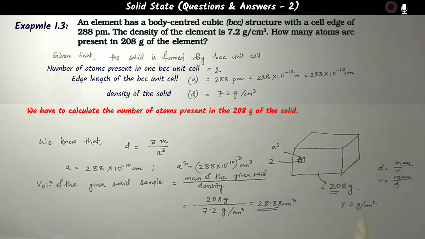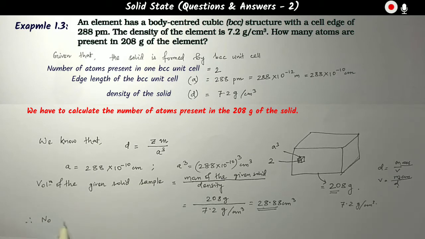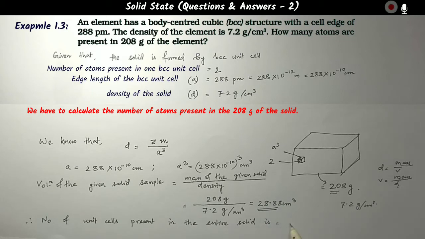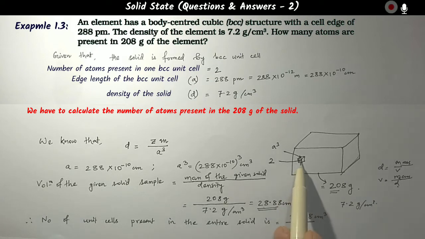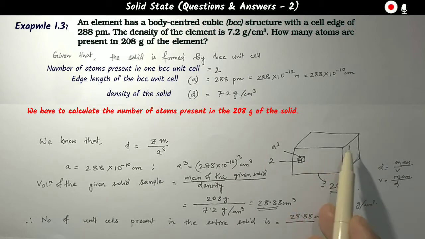Understand? Clear? If we divide the volume of this whole solid by the volume of one unit cell, then we can get the number of unit cells. So the number of unit cells present in the entire solid is equal to the volume of the entire solid, which is 28.88 centimeter cube, divided by the volume of only one unit cell. Then we can calculate how many unit cells are present there.